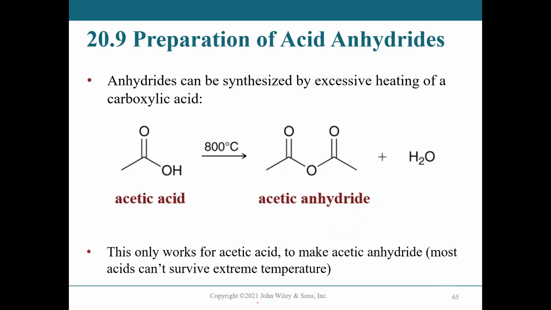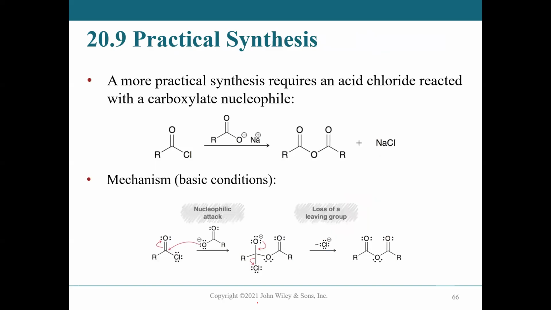As we might expect, this process occurs via a mechanism with two steps. We have a nucleophilic attack, followed by the loss of a leaving group. And this method can be used to prepare symmetrical or unsymmetrical anhydrides.